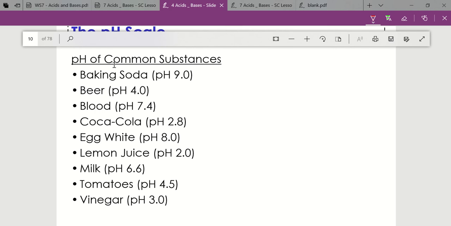Okay, so over here we have the pH of common substances. And is there anything that is out of the ordinary for you? Coca-Cola. Coca-Cola, we all know that it is acidic. Drinking too much of it will cause your teeth or tooth enamel to get corroded, because that is an acid and carbonate reaction.